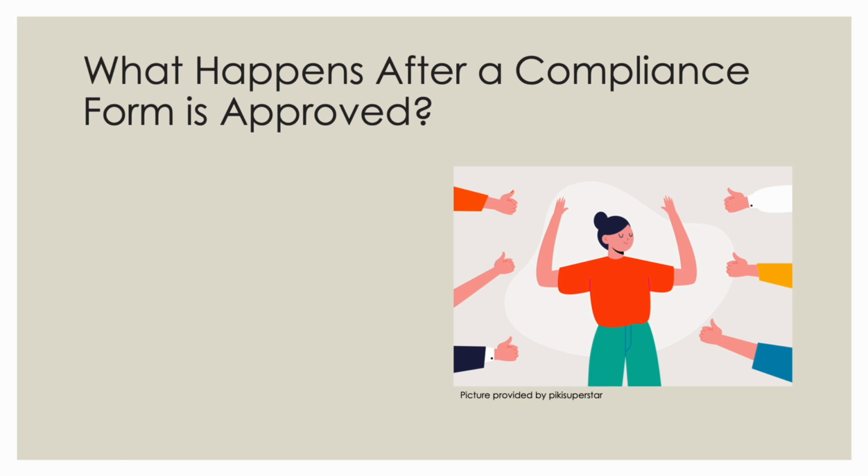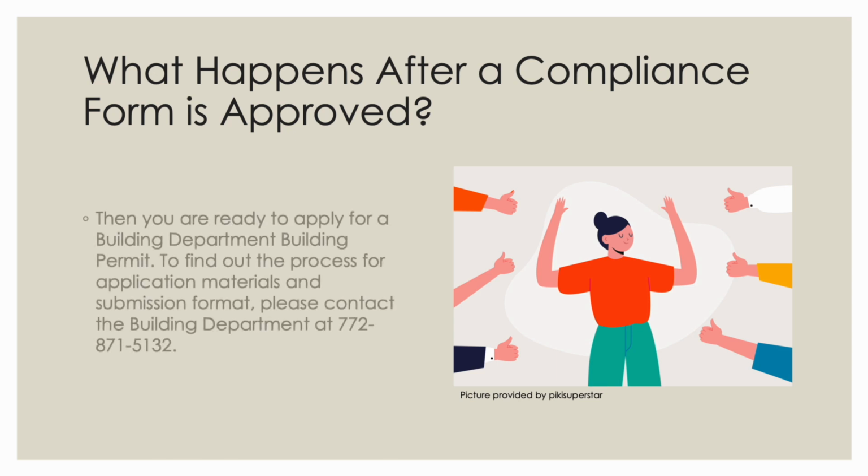If your compliance form is approved, and for it to be approved, it has to be approved by Planning and Zoning, Utilities, and Public Works. Once Public Works approves it, they will notify you via our online portal, which we're going to talk about in the second part of this presentation. Then after that compliance form has been approved by all three reviewing departments, you are ready to apply for a building permit with the building department. You can contact them for their permit application process.